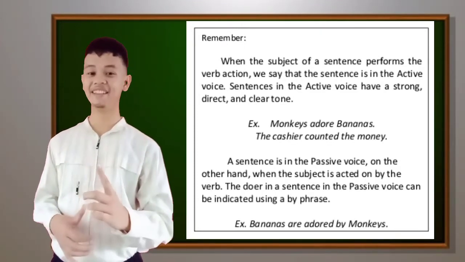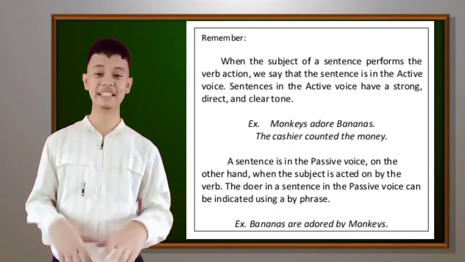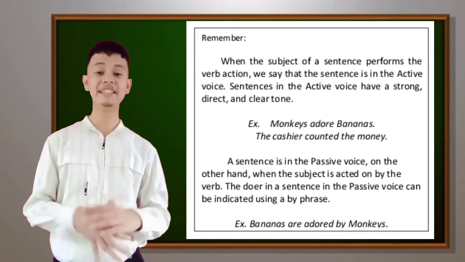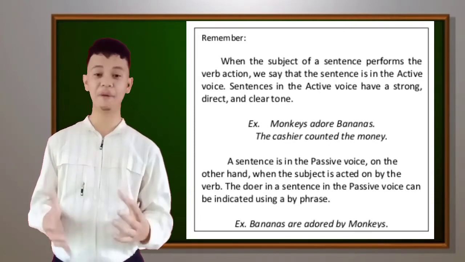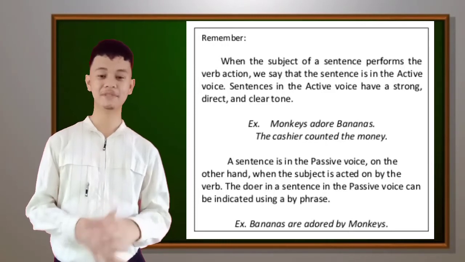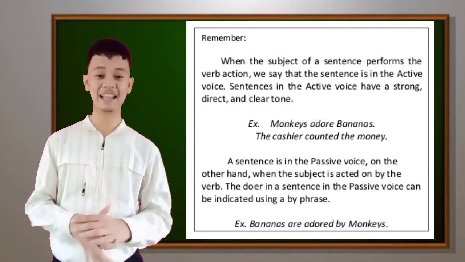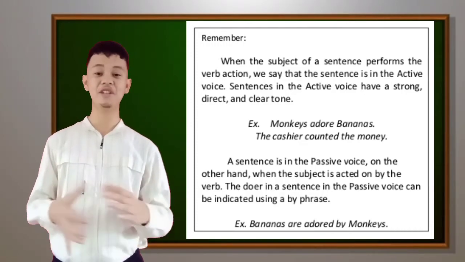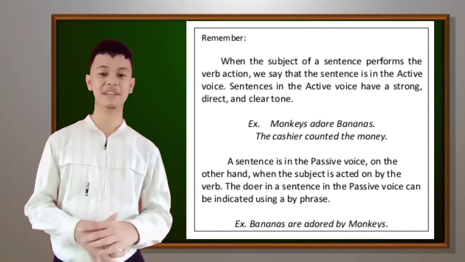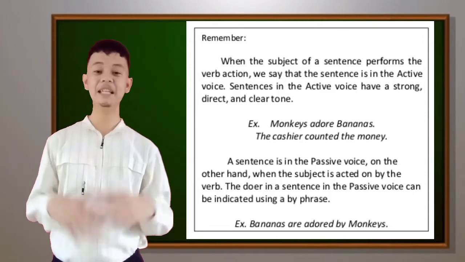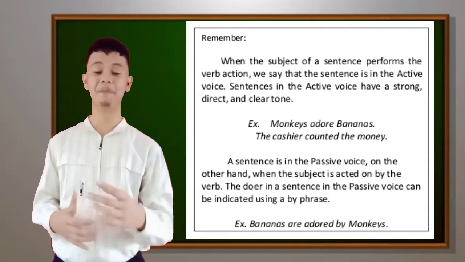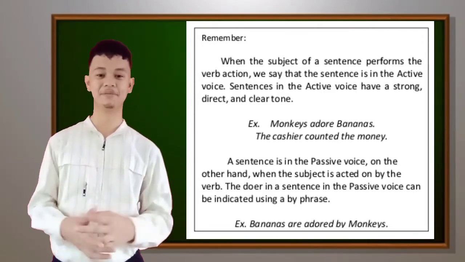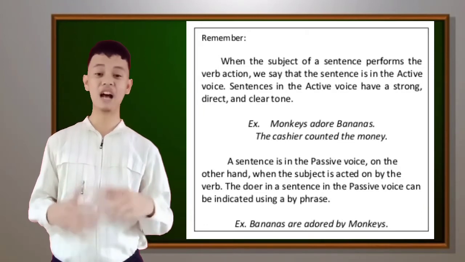On the other hand, a sentence is in passive voice when the subject is acted on by the verb. The doer in the sentence in the passive voice can be indicated using a by phrase. Example, the bananas were adored by the monkeys. The money was counted by the cashier.